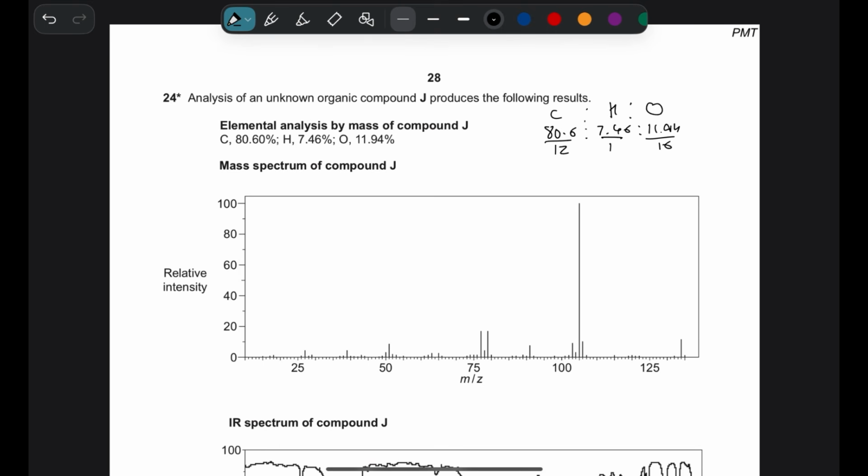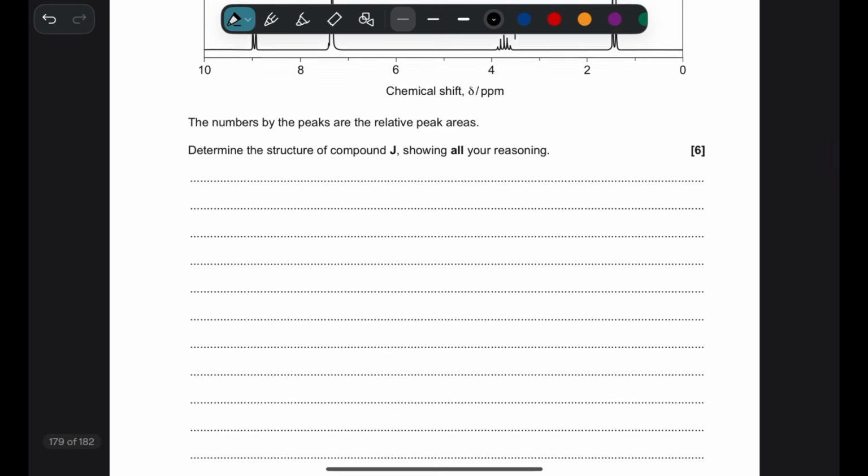Cool. So when we do that, rounding, 6.72, 7.46, and then 0.746. And what you need to do is then you need to divide it by the lowest value. So we're going to divide all of those numbers by 0.746. So we'll get 9 to 10 to 1. Yeah. So that's how you do the elemental analysis part. Cool. So percentages, divide by MR, then divide by the smallest. Yeah. That will give you your empirical formula.